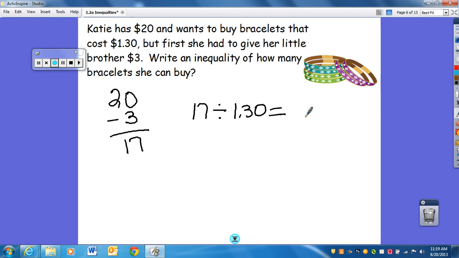When we do that, it comes out to be about 13.1. So what we would like to say is she can't buy more than 13 bracelets, because if she does, she's not going to have enough money. So Katie can buy, her bracelets have to be less than or equal to 13.